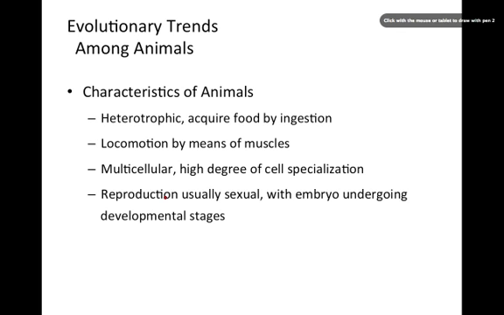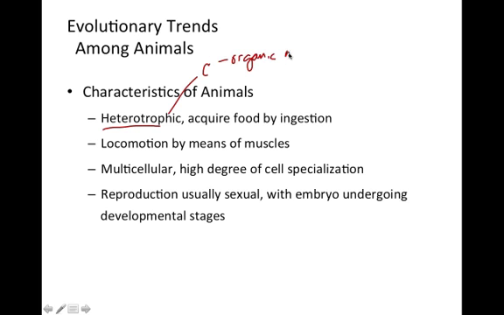Characteristics that all animals will have: they're all going to be heterotrophic, meaning that they're going to get their carbon source from organic matter. And the organic matter would be things such as proteins, lipids, carbohydrates. And they're going to get their food by ingestion. We're going to see different adaptive abilities in how they ingest, such as filter feeding, or suspension feeding, or bulk feeding.